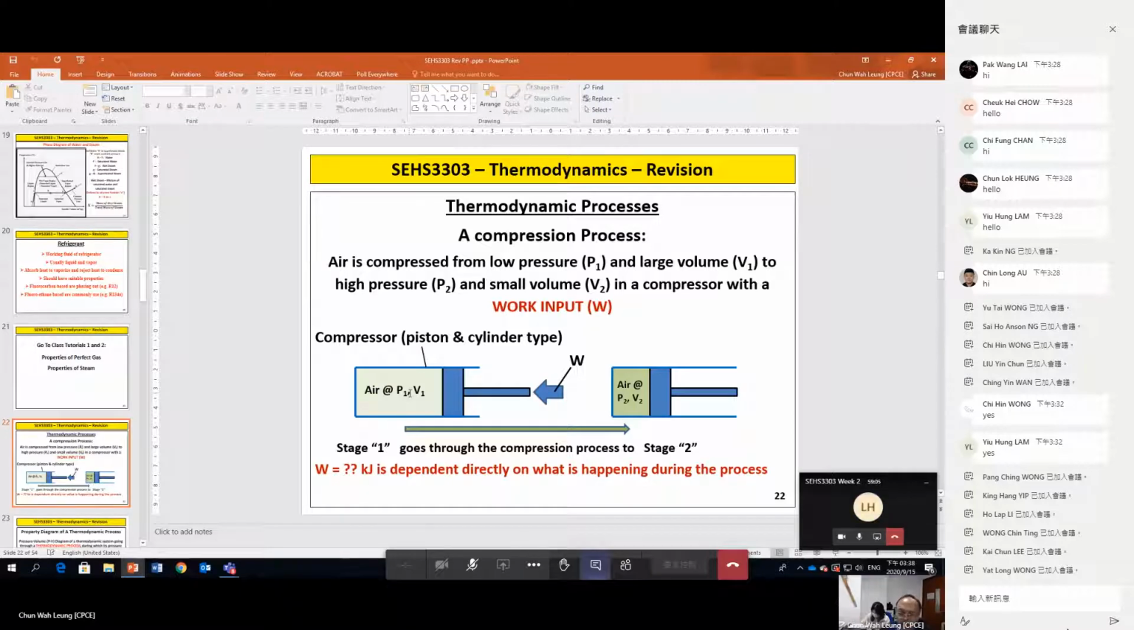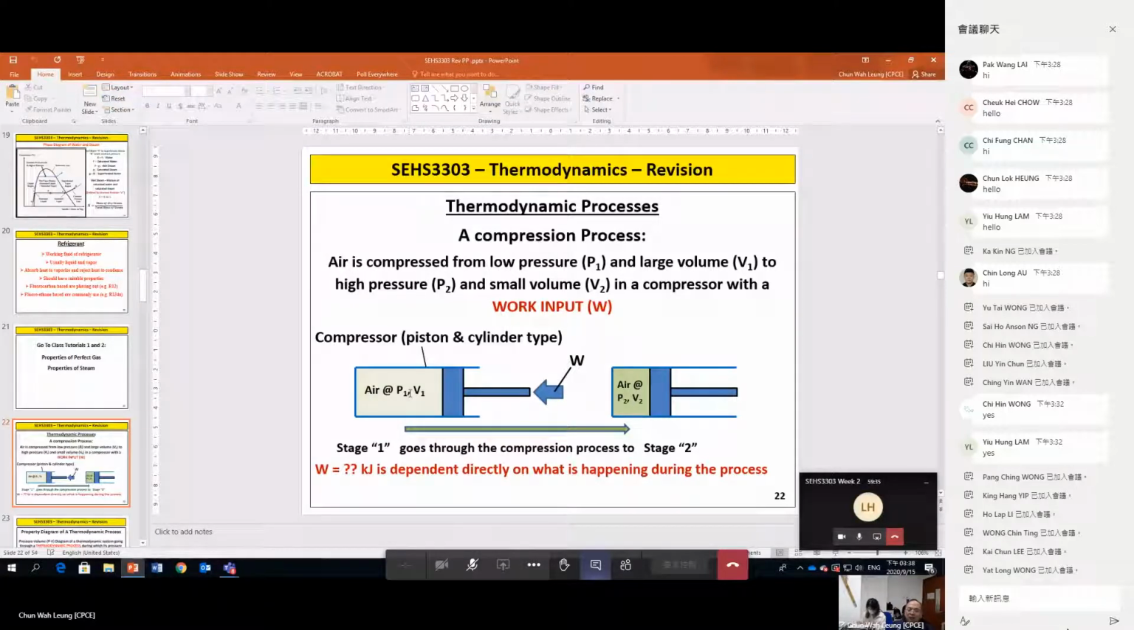But as heat and work are the energy transferred during the process, therefore, how much work has been transferred, how much heat has been transferred, is very much directly dependent on the process itself, on how to carry out the process.